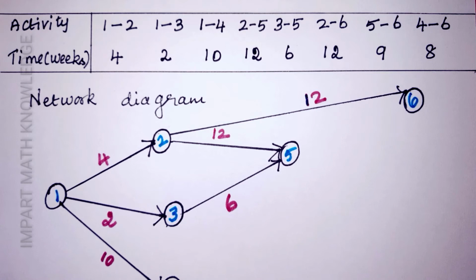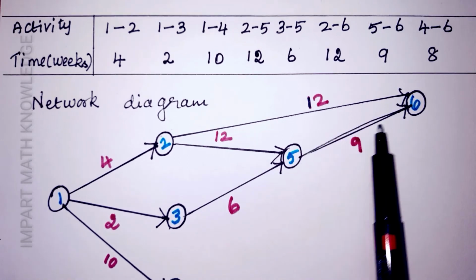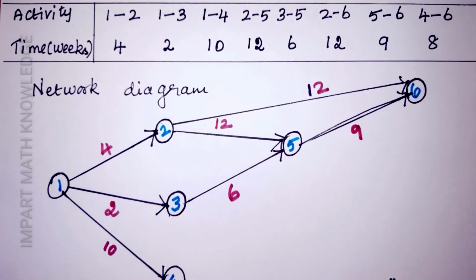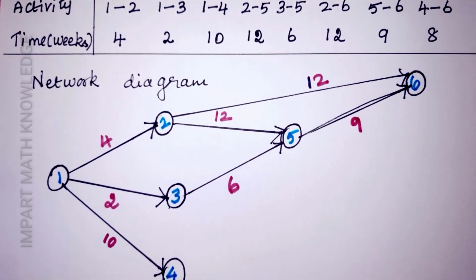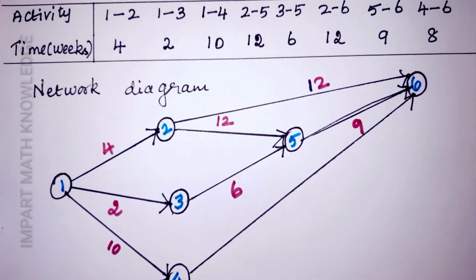Next activity is 5 to 6. Connect node 5 and node 6. The duration for 5 to 6 is 9. Next activity is 4 to 6. Connect node 4 and node 6. 4 to 6, duration is 8.